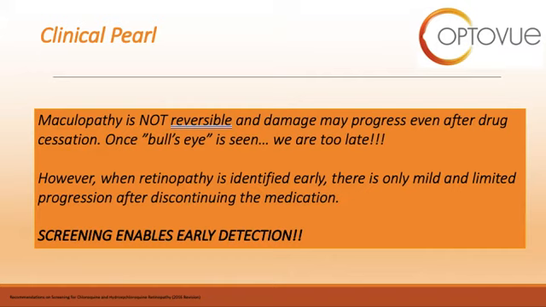So the clinical pearl here is that maculopathy is not reversible, okay? And damage may continue to progress even after the drug is stopped. Once you see the bullseye maculopathy, we are too late. So the goal here is that we get the patient in for a baseline exam right when they start the medication, and then make decisions based on what we see each time that we screen them, which will help us with early detection, which will hopefully prevent patients getting that central involvement that happened in this particular patient.